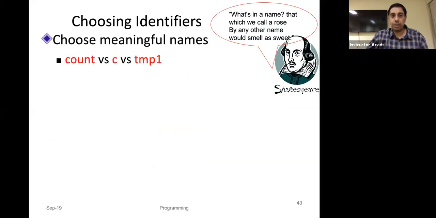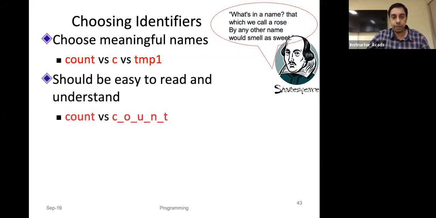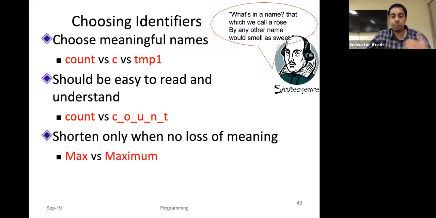Okay. So you should always choose meaningful names in your code. If you just use a variable like c, it's not easy to understand what c stands for. Whereas if you give a more descriptive name like count, you know that it's meant to store the count of something. It should be easily readable and understandable. So count is preferable to c underscore o underscore and so on.